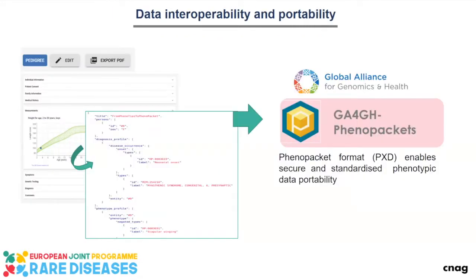Then once all your phenotypic information is in the system, it's in a structured way, it does not get siloed as we mentioned, and you can also export it using the GA4GH Phenopacket. The Phenopacket is a format that has been developed by the Global Alliance for Genomics and Health, and it really enables secure and standardized phenotypic data portability. Many tools are now built for analysis, for example, to intake the phenotypic information through this format. So this is really a way that we all get and exchange the phenotypic information in the same manner.